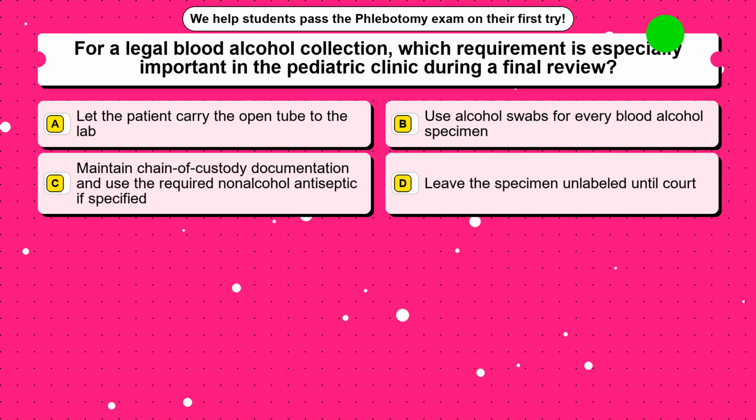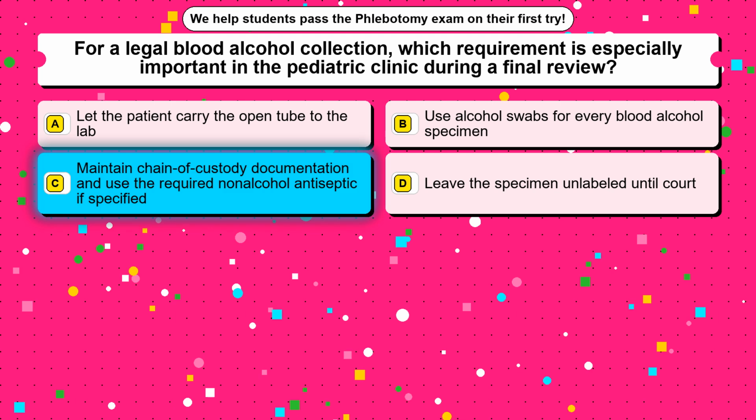Question 76. For a legal blood alcohol collection, which requirement is especially important in the pediatric clinic during a final review? Option A. Let the patient carry the open tube to the lab. Option B. Use alcohol swabs for every blood alcohol specimen. Option C. Maintain chain of custody documentation and use the required non-alcohol antiseptic if specified. Option D. Leave the specimen unlabeled until court.